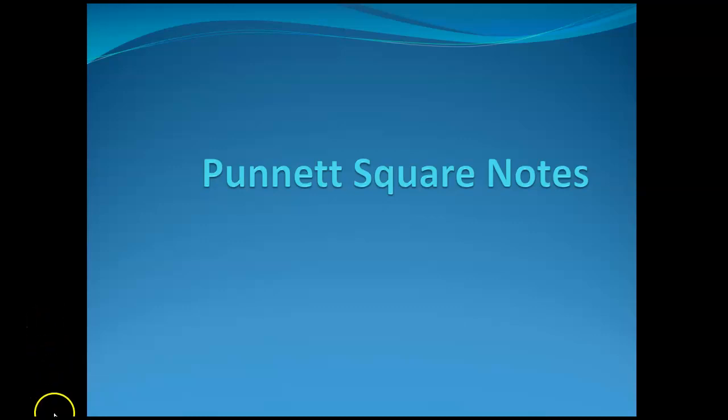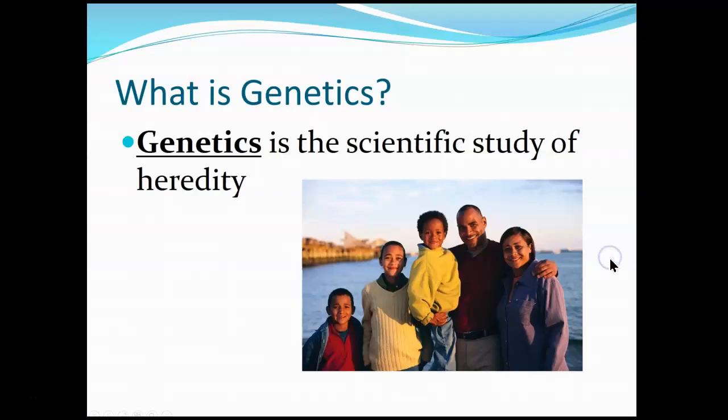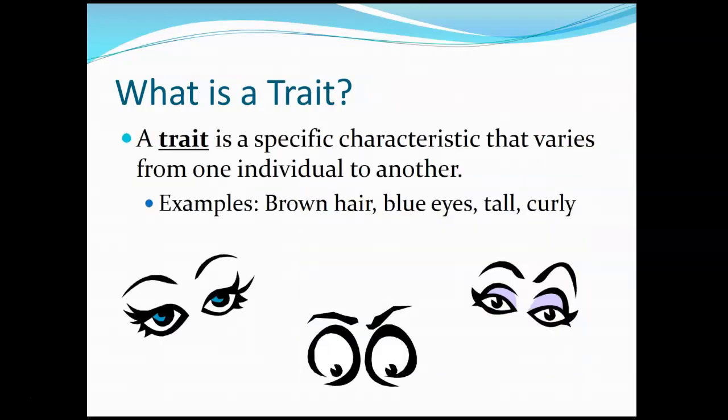Today we are going to be looking at how to fill out Punnett squares. You're going to need this for several assignments coming up. Punnett squares are related to the study of genetics, and this is the next unit we'll be working on. Genetics is the scientific study of heredity, so basically things that are passed from parents to children.